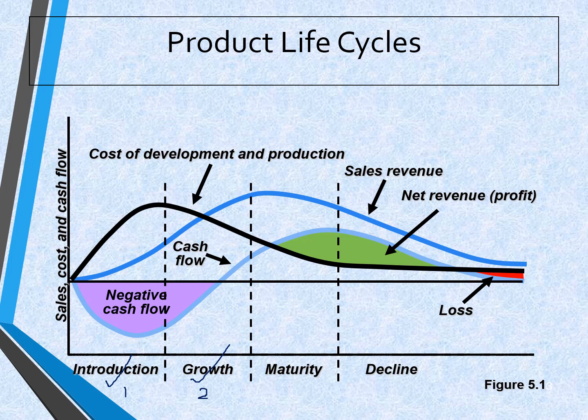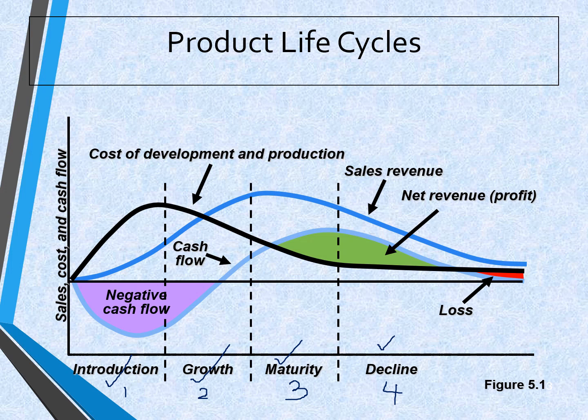Then after some time, when the product is quite long in the market, the product will go to the maturity stage. This is stage number 3. And when the product is about to die, meaning that customers do not want to buy the product anymore, the product will be at a decline stage. So at every stage of the product life cycle, different things happen.